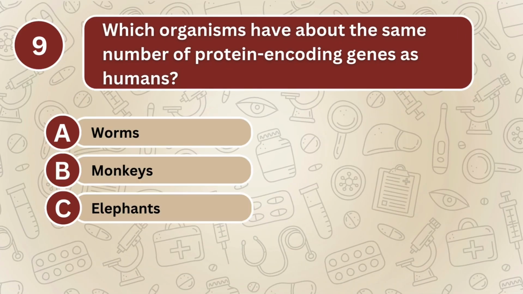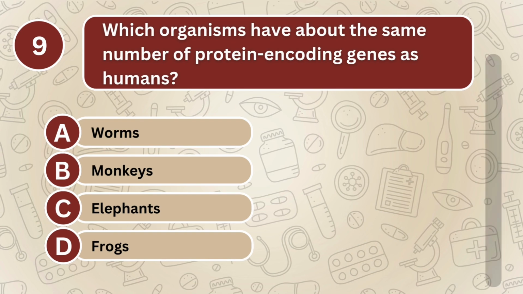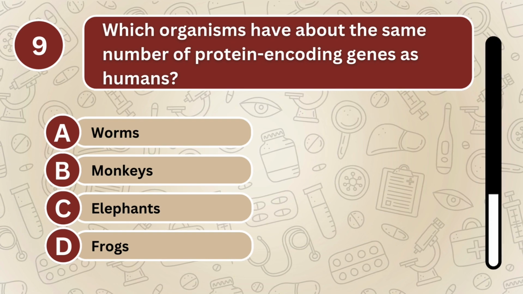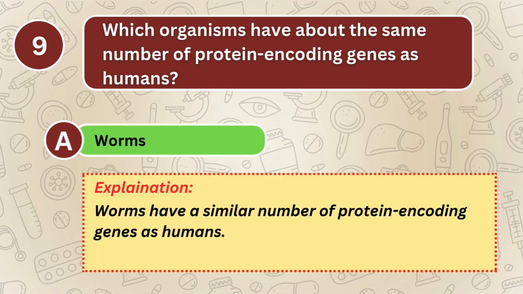Which organisms have about the same number of protein encoding genes as humans? A. Worms, B. Monkeys, C. Elephants, D. Frogs? Correct answer is A. Worms.